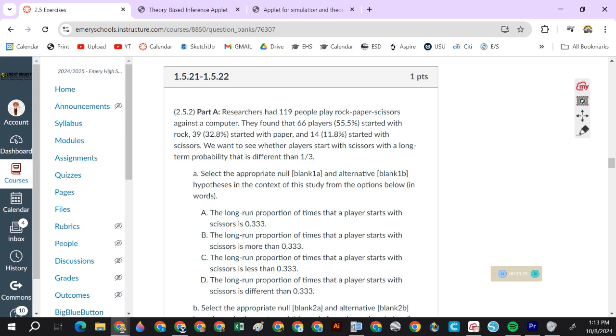We want to see whether players start with scissors, long run proportion is different than 1/3. Okay, so the null, so A is going to be the null, and is this one-tailed or two-tailed? So it says different than 1/3, so our alternative is going to be D.